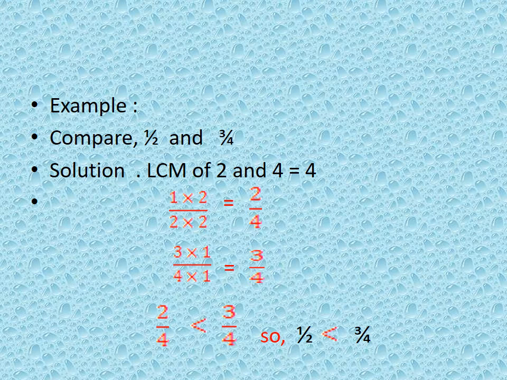The same way, to get 4 as the denominator, we have to multiply 4 by 1. 3 also you have to multiply by 1. We get 3 by 4. Now you can compare. 3 by 4 is greater than 2 by 4. So, 3 by 4 is greater than 1 by 2.